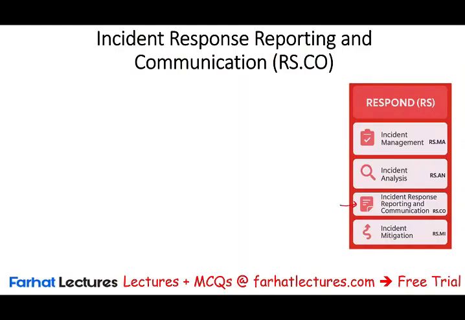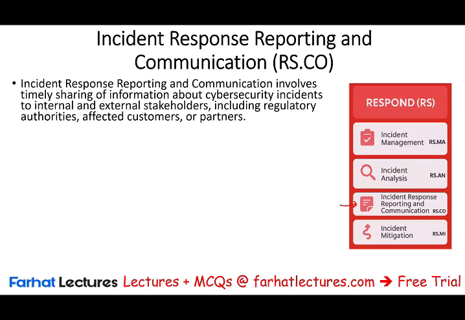Incident response and reporting. Here, what we're looking at is timely sharing of information about these events. To who? You might have to communicate internally, CIO, CEO, CFO, Chief Information Officer, whoever those people are, and you might have to talk to external people about this, depending on the severity, depending on the scope, including regulatory authority. If customers are affected, you have to inform them. Your partners, suppliers, and so on and so forth.